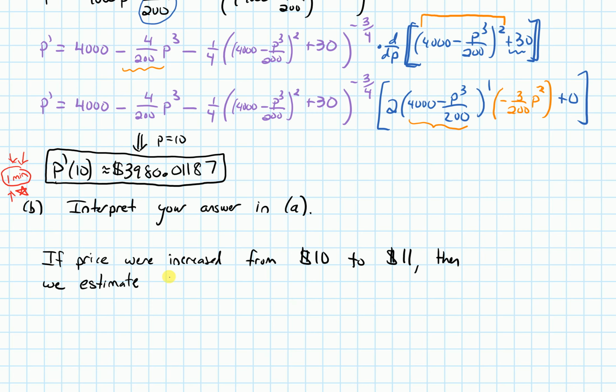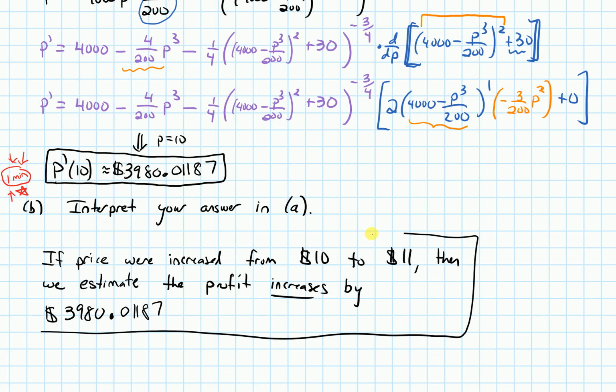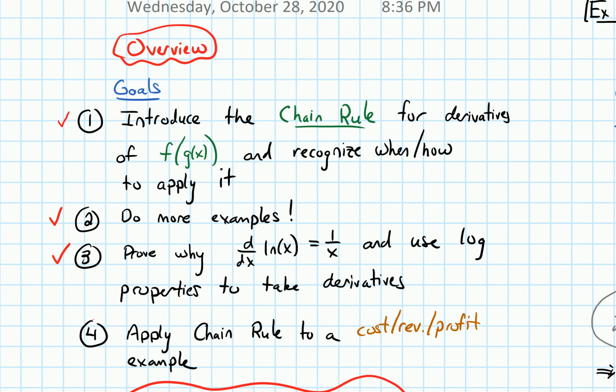So we estimate the profit changes by 39.80, that amount. And because it's positive, that means we're estimating that the profit is going up. The profit increases. We're estimating the profit increases by that value, by 3,980.01187. And that's our interpretation. All right, so in terms of our goals for this section, we have finished our last learning goal, which is applying the chain rule to a cost, revenue, profit example.